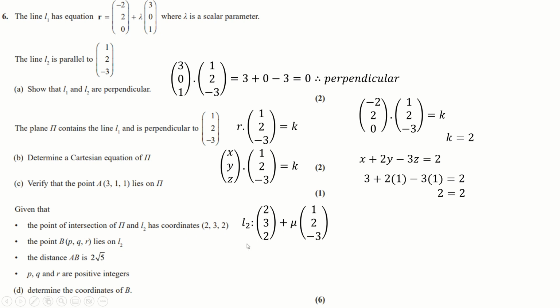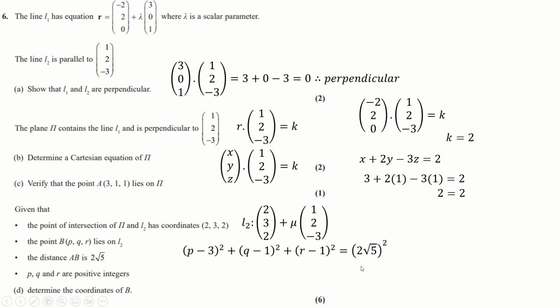I'll also say that the distance between PQR and 2, 3, 2, because that's the point A and B, I believe. No, it's not. A is this one here, sorry. The distance between PQR and 3, 1, 1, which is the distance between A and B, is 2 root 5. So we can say P minus 3 all squared, plus Q minus 1 all squared, plus R minus 1 all squared, just the Pythagoras in 3D. That distance is 2 root 5 all squared.